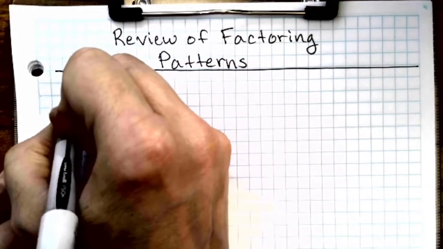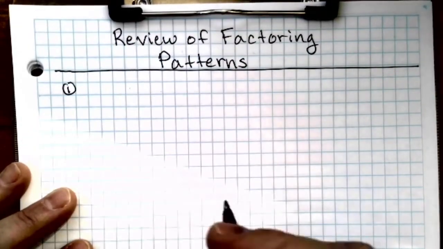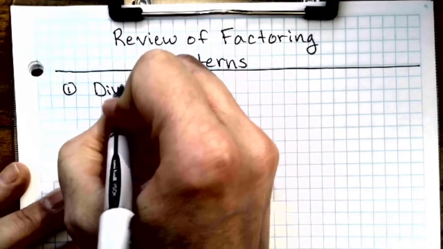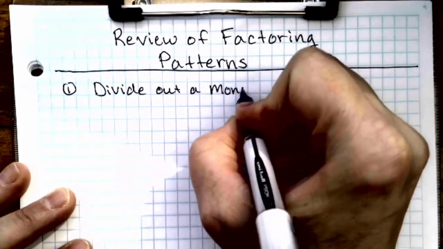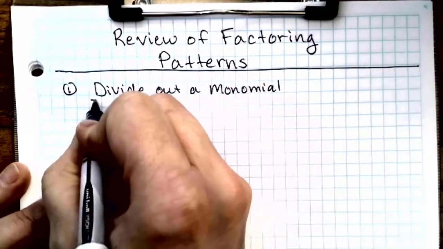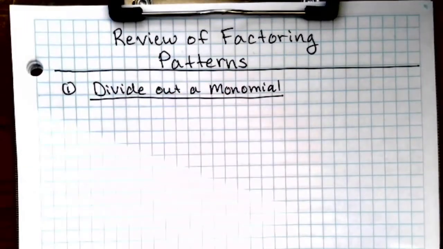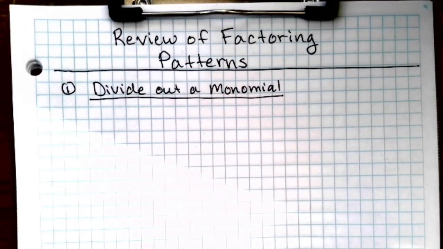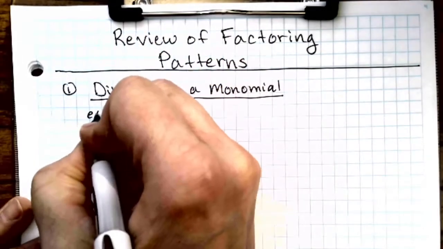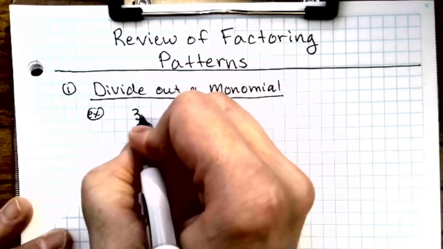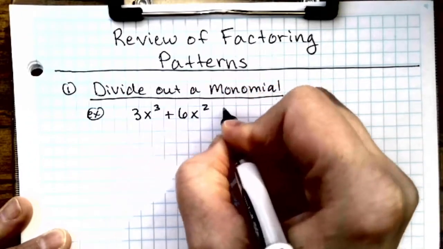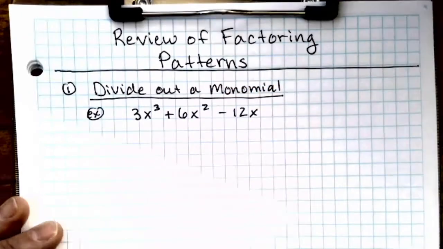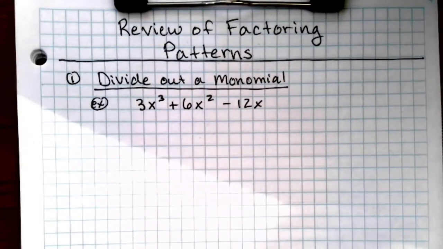So the first pattern we're going to review is how to divide out a monomial. And factoring is division, division is factoring. So this is a type of factoring. So I'm going to do an example. 3x cubed plus 6x squared minus 12x. Now sometimes when these are simple, you can do them in your head. You'll know what to divide out.